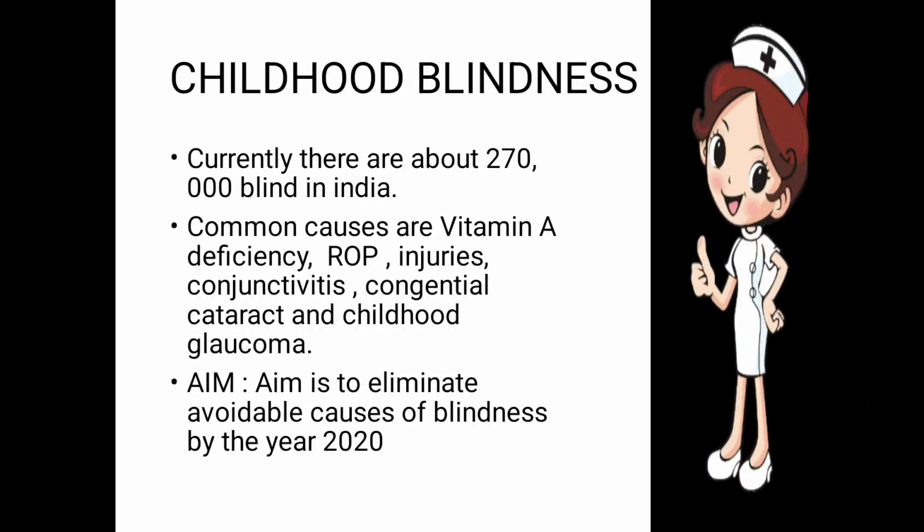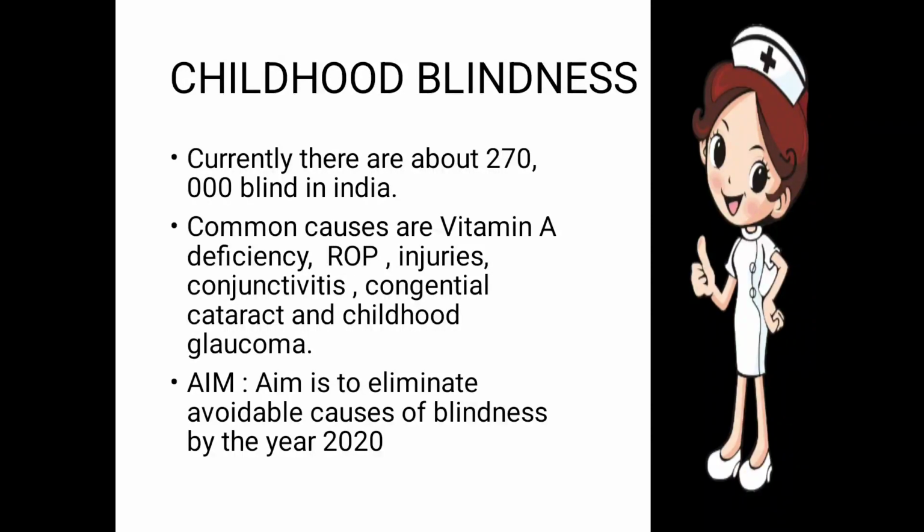Next one is injuries. Sometimes injuries take place in small children, so this becomes a reason for childhood blindness. Next one is conjunctivitis. Conjunctivitis is basically inflammation of the conjunctiva; as it moves to the various stages, stage 2, stage 4, then it gives blindness to a child. Congenital cataract. Some children are born with cataract. That condition is known as congenital cataract.